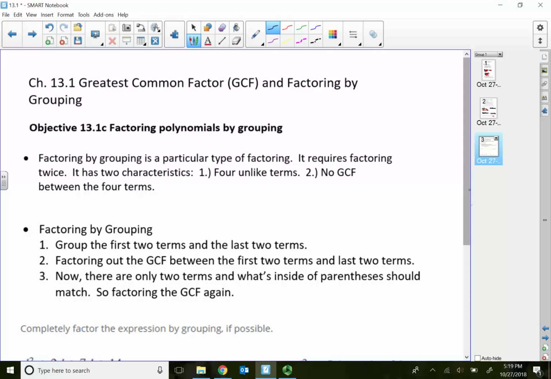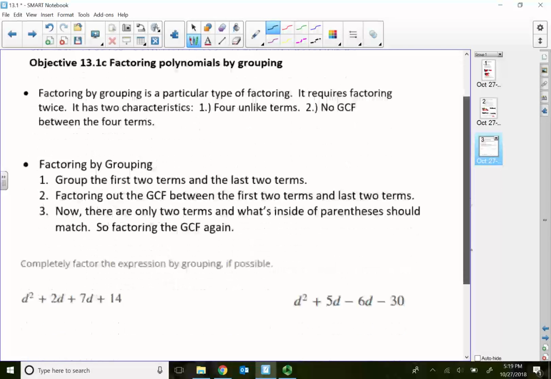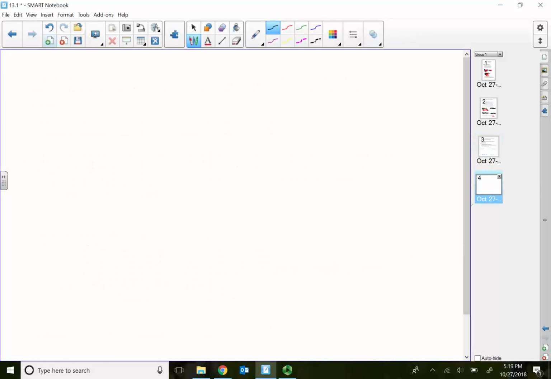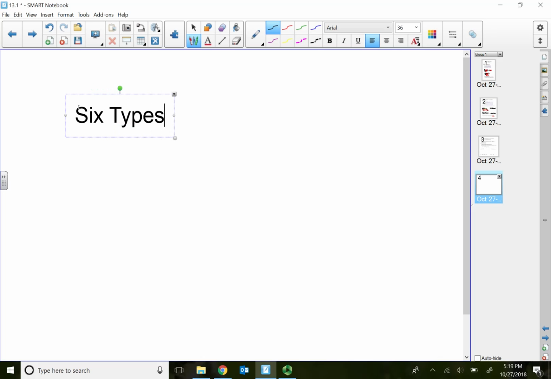13.1. In this lecture video, let me show you how to do these type of problems called factoring by grouping. Okay, now I'm gonna go to another page. I'm gonna write this down. So basically, what I'm going to show you is 6 different types of factoring problems.